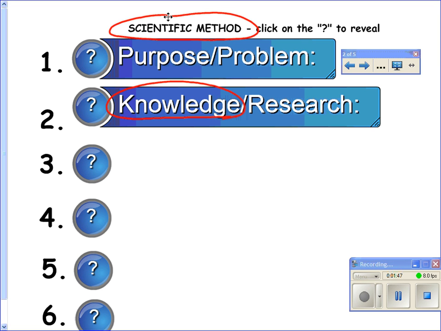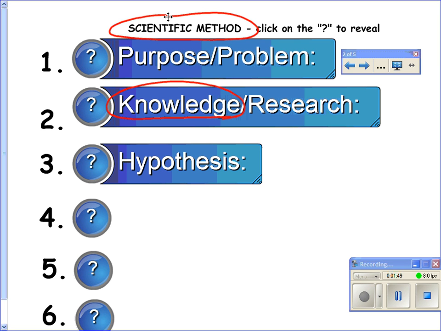And so the next step, after we have a little bit of knowledge about it, now we're able to ask a question. And the question is usually in the form of an if-then statement. If I do this, then this will happen. And so this is our question. It's really an educated guess. I mean, most of you already learned that in about the fifth grade. But it's really an if-then statement.